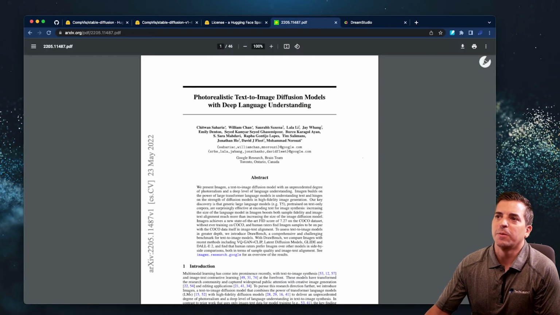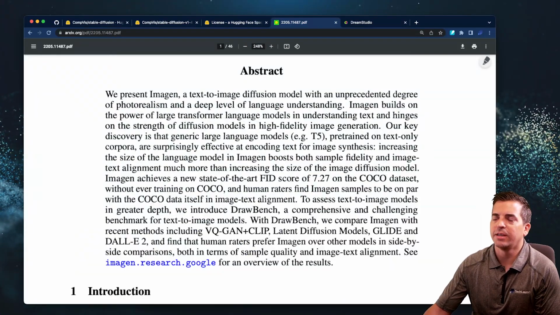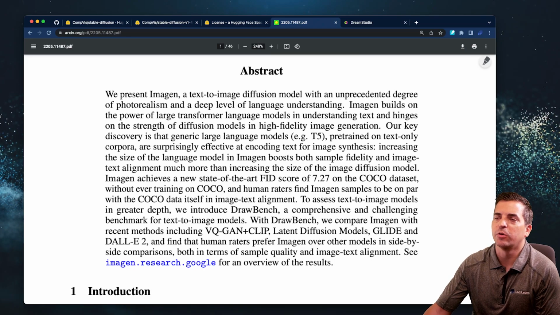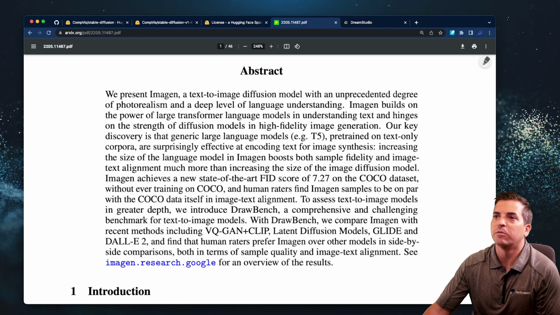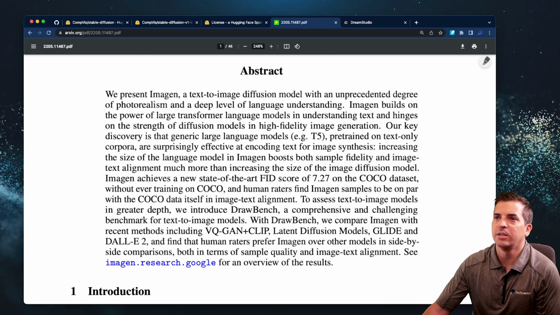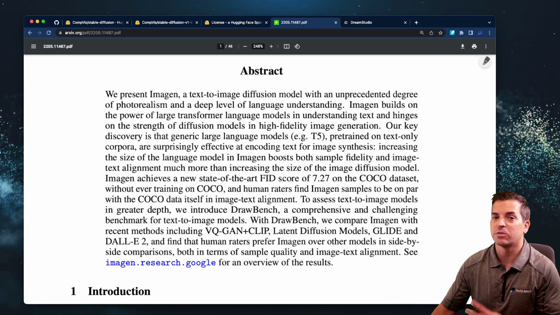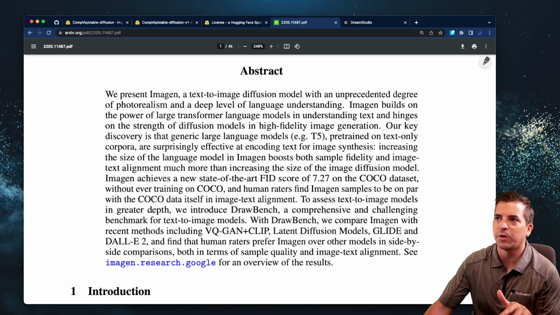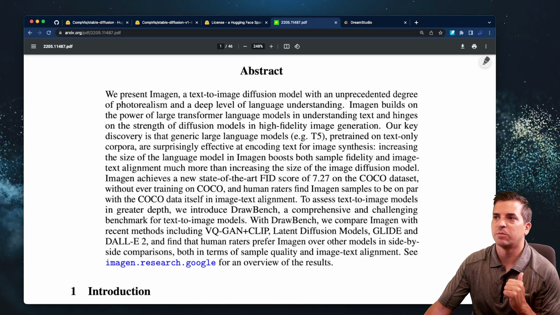Okay, so in this paper, you can see the abstract, and basically the summary is a text-to-image diffusion model with an unprecedented degree of photorealism and a deep level of language understanding. It builds on the power of large transformer language models in understanding text and hinges on the strength of diffusion models in high-fidelity image generation. So these are sort of two separate thought processes here: the large transformer language models, and then the diffusion models for text and image generation, respectively.